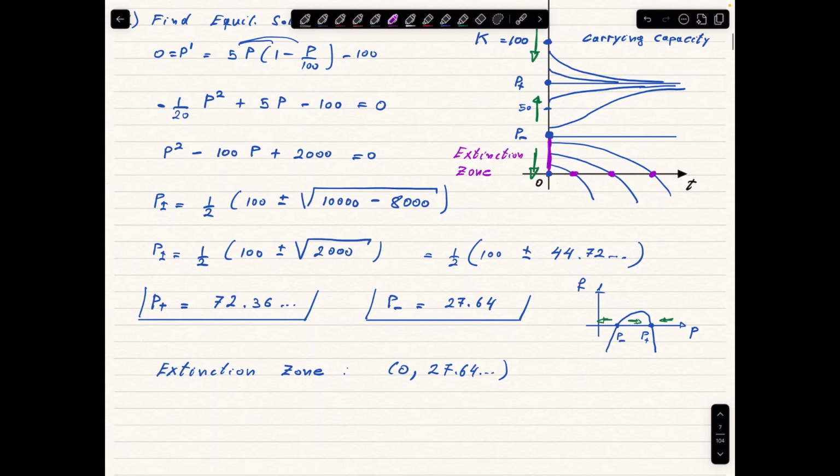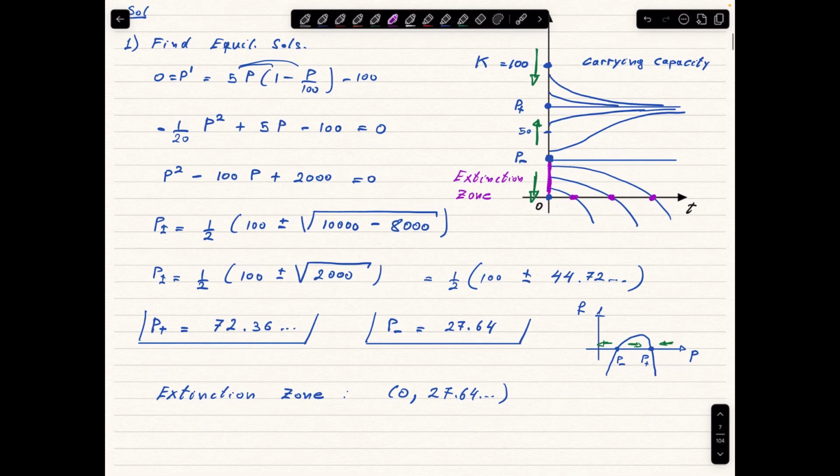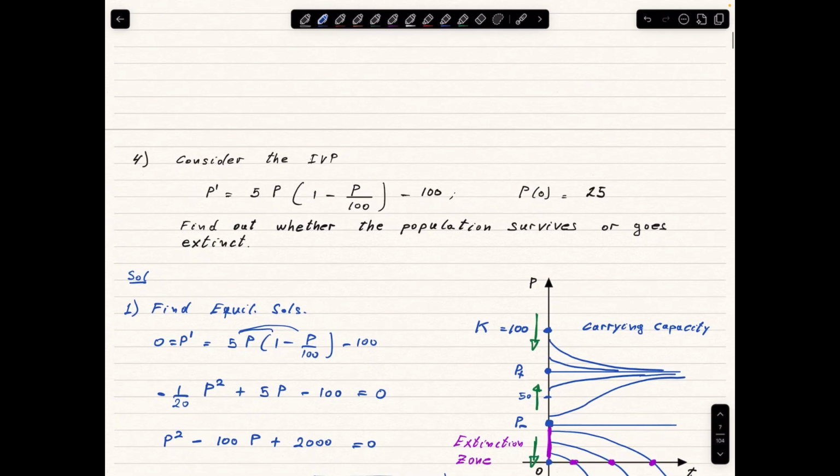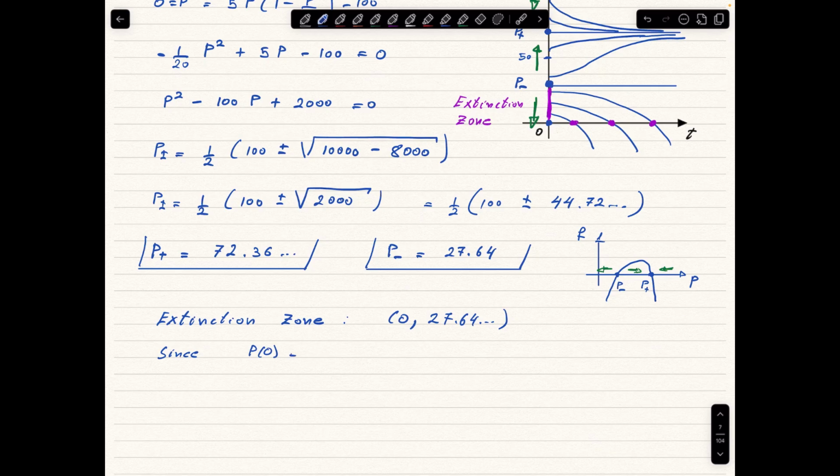So okay, is our initial data there or not? Since our initial data p at 0, what was it? 25. Oh, we are doomed. 25. That implies that our initial data is smaller than the smaller root p minus. So p0, our initial data, belongs to, this is the symbol, belongs to the extinction zone.